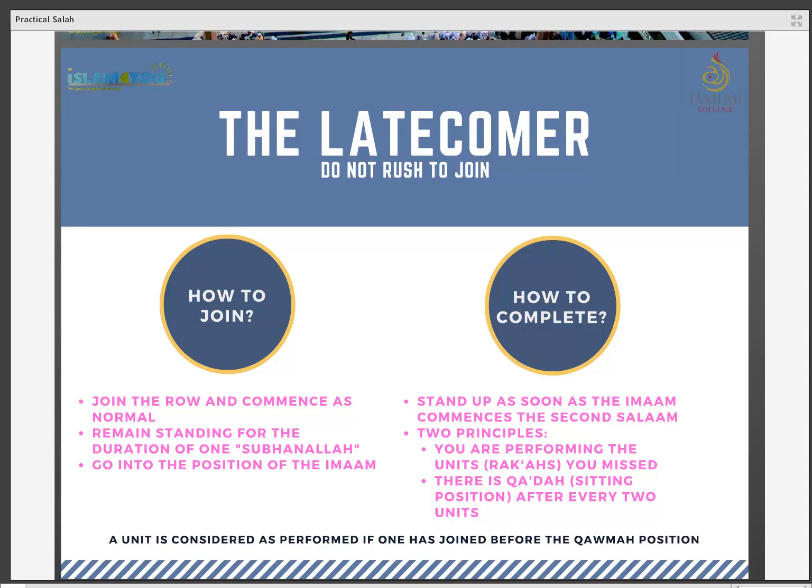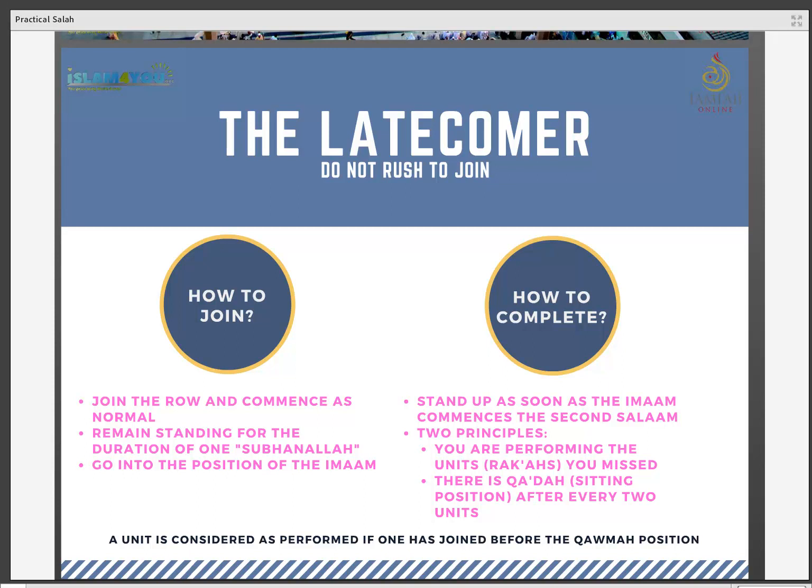But if he's still in the ruku' position, the bowing position, and we say Allahu Akbar, we join, we wait our one subhanallah, we then say Allahu Akbar, and we go into ruku'. If we reach the ruku' position, and then the imam says Sami Allahu liman hamida, he comes out of the posture, we say, okay, I've attained that 1 unit.